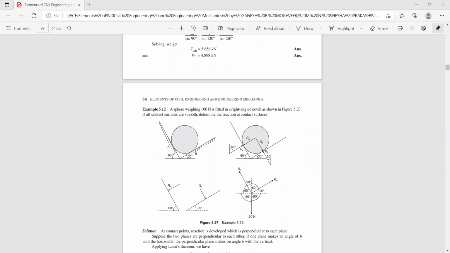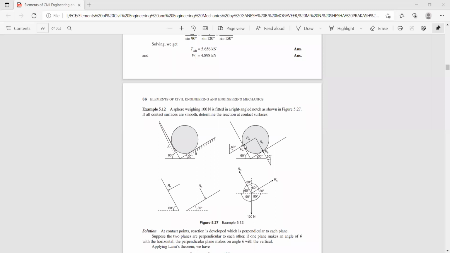Now, this is the point where you have a reaction force from point A, RA, a reaction force from point B, RB, and the weight of the sphere acting in the downward direction. Now, in order to solve the problem by Lami's theorem, we need the angle between these two forces.